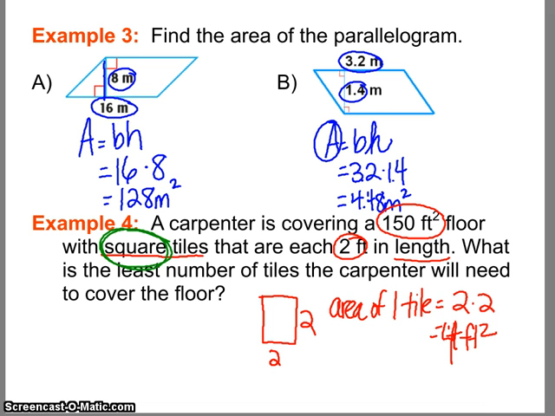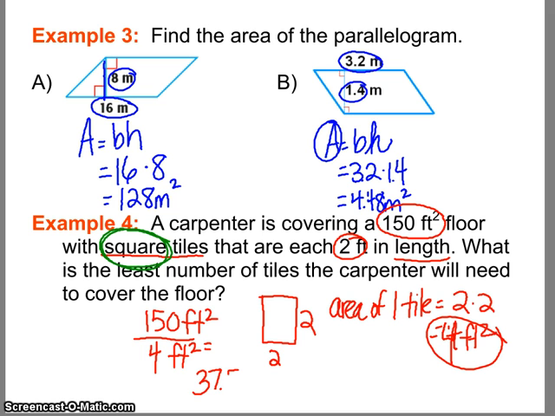Whoops, 4 square feet. So Panthers, if we are covering a total area of 150 square feet, and I know each tile is 4 square feet, let's go ahead and divide this to figure out how many tiles I will need to cover the entire area. Grab your calculators. 150 divided by 4, we get 37.5. And what are we solving for? What is the number of tiles?